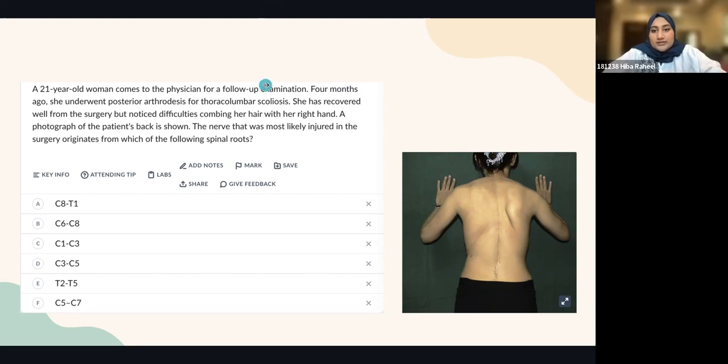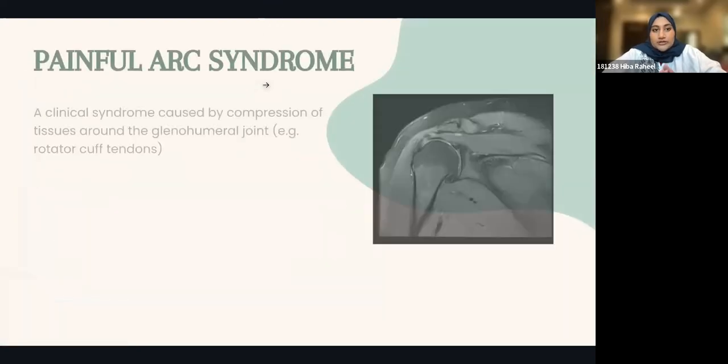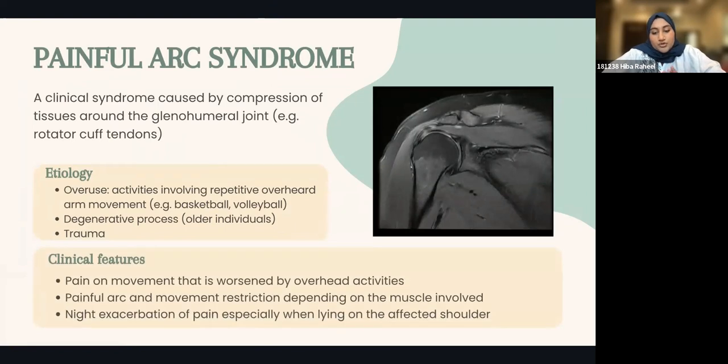So I hope that it's clear. All the peripheral nerve injuries are clear before we move on to the bony injuries. Is everything good, you guys? Any questions you guys have? Okay, so everything is good.